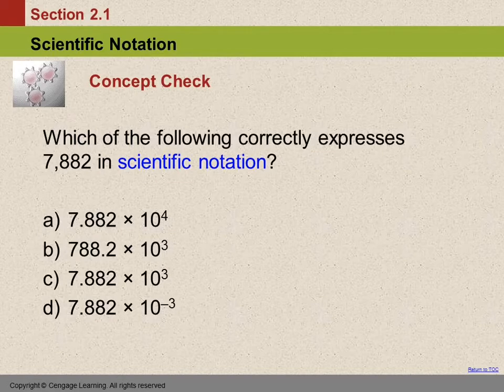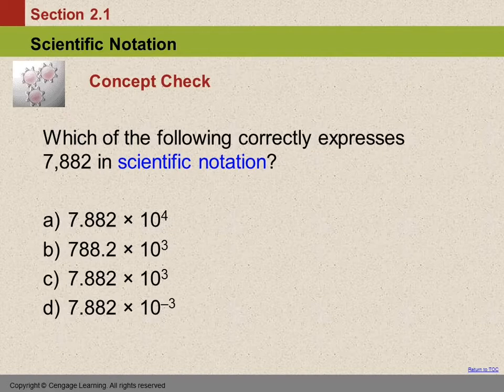So, concept check. Which of the following correctly expresses 7,882 in scientific notation? And I'm going to try to teach you some test-taking strategies too. I will be giving you multiple choice exams. So this is a multiple choice question. One approach to multiple choice questions is first look at the answers and see if there are any that are obviously wrong. Are any of these obviously wrong?